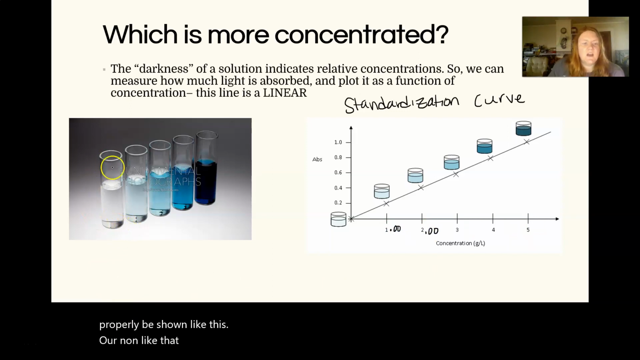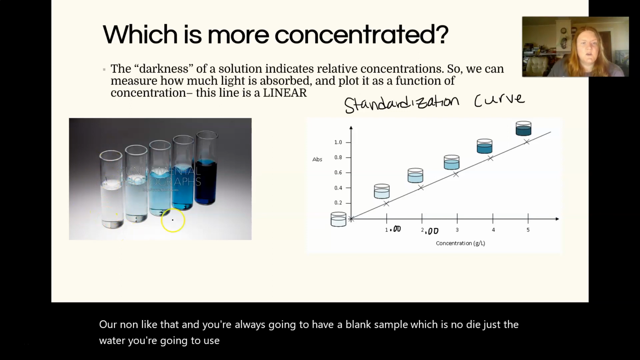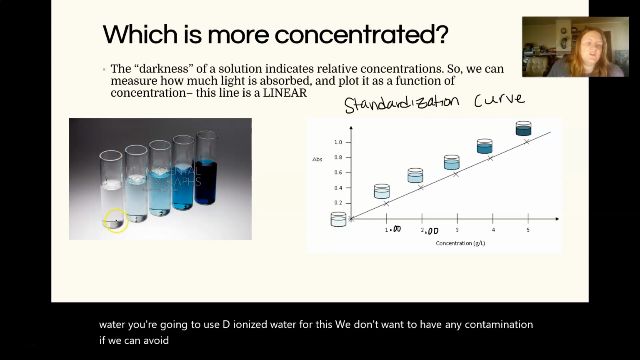And you're always going to have a blank sample, which is no dye, just the water. You're going to use deionized water for this. We don't want to have any contamination if we can avoid it. And then you're going to make what we call a dilution scheme.